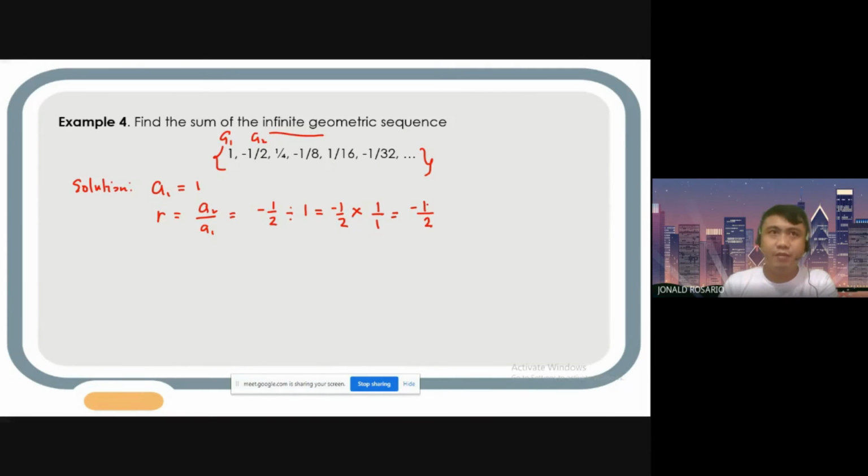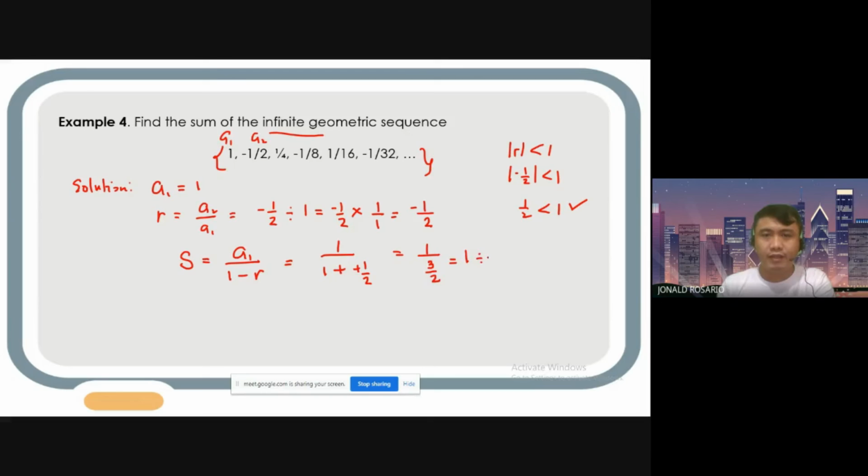So, pasok ba yan sa ating absolute value of r is less than 1? I-check natin, negative 1/2 is less than 1. So, 1/2 is less than 1. So, check. So, we can use the formula S is equal to a sub 1 over 1 minus r. What is our a sub 1? Our a sub 1 is 1. 1 minus r, our r is negative 1/2. Okay, so 1 over, so copy, change. What is 1 plus 1/2? That is 1 and 1/2 or 3 over 2.